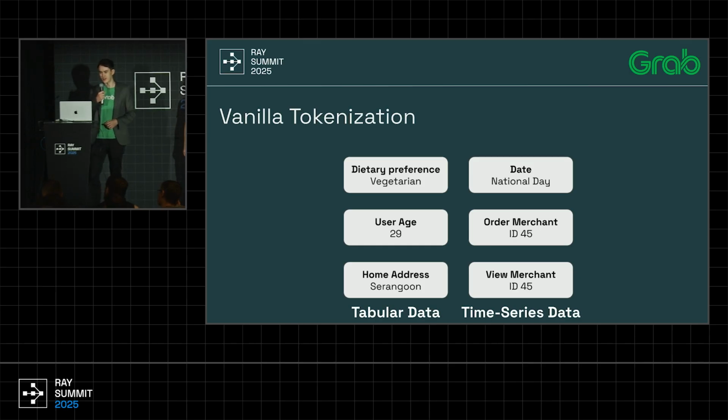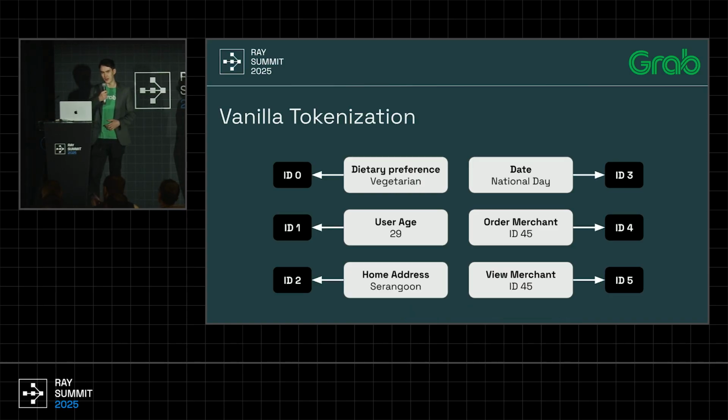One of the first things we tried is a vanilla tokenization. We see a certain cell in the table, which consists of the column name and the value as a token. And similarly for time series data, there's the date, which gives the type of the action, and then the value, which is, for example, National Day, or the type of the action is order merchant, and the merchant that is ordered from is ID 45. So in a very vanilla fashion, you just say this is a certain ID. Then you can cast that to an embedding layer, look up the embedding, and train a standard language model.